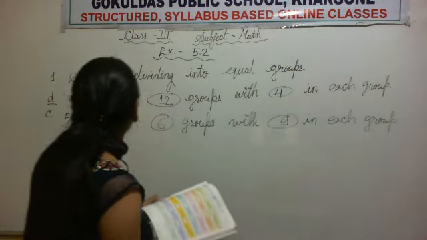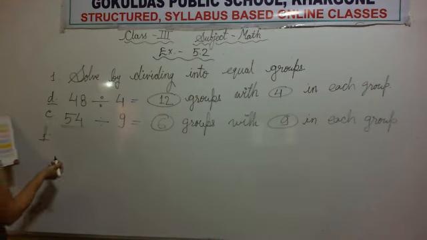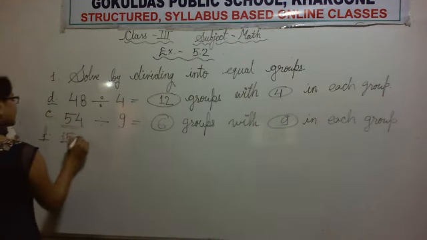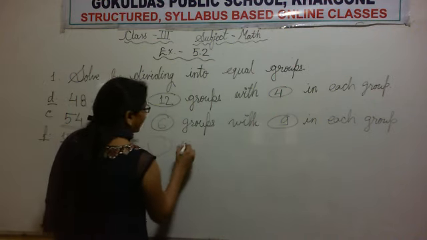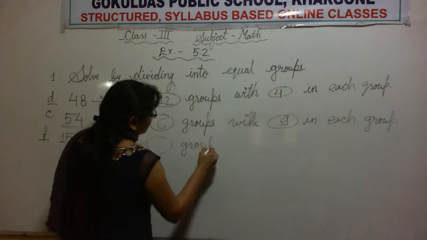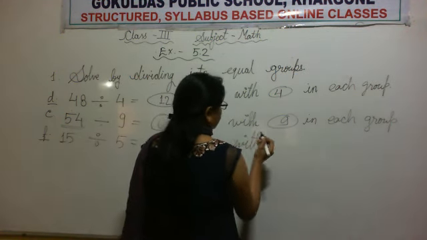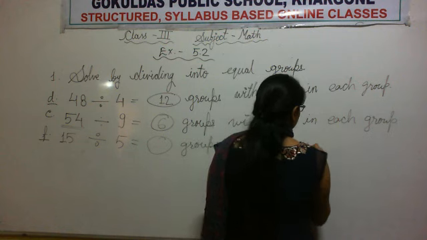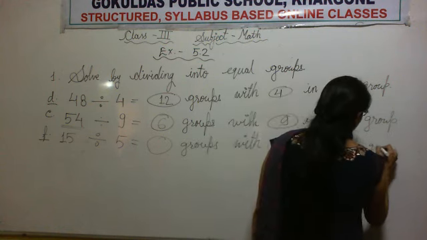So now question F. 15 divided by 5 is equals to blank groups with blank in each group.